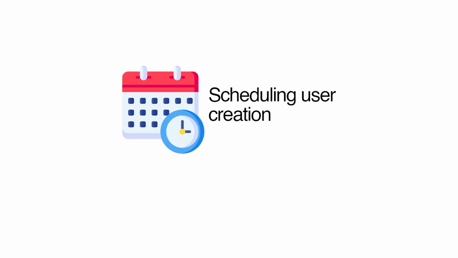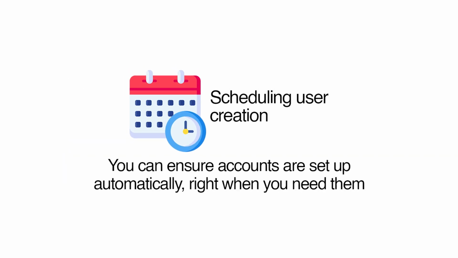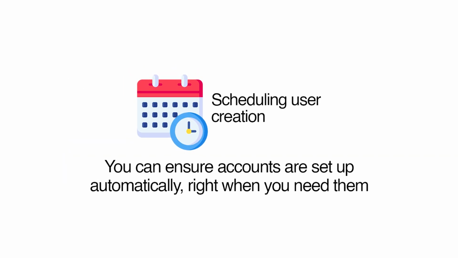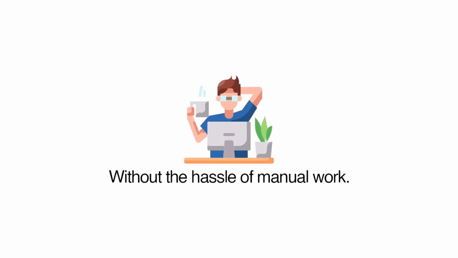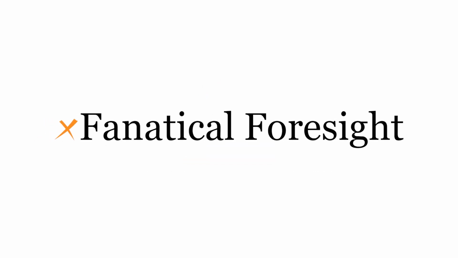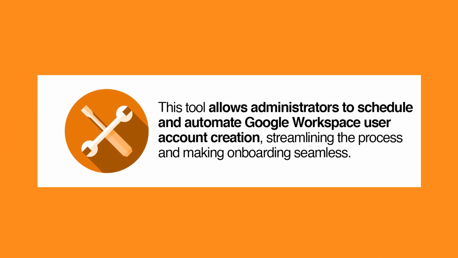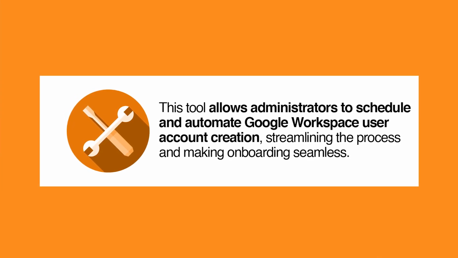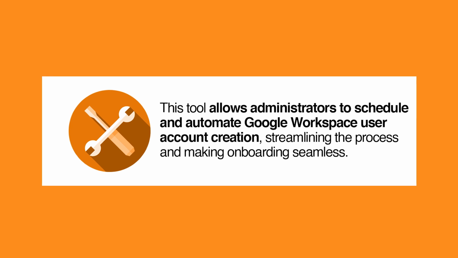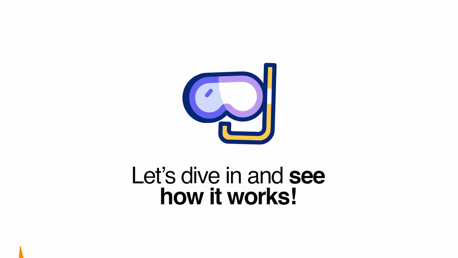By scheduling user creation, you can ensure accounts are set up automatically right when you need them, without the hassle of manual work. That's where fanatical foresight comes in. This tool allows administrators to schedule and automate Google Workspace user account creation, streamlining the process and making onboarding seamless. Let's dive in and see how it works.